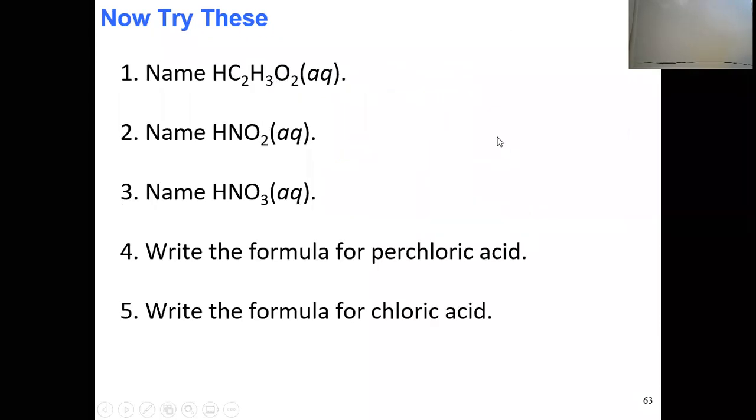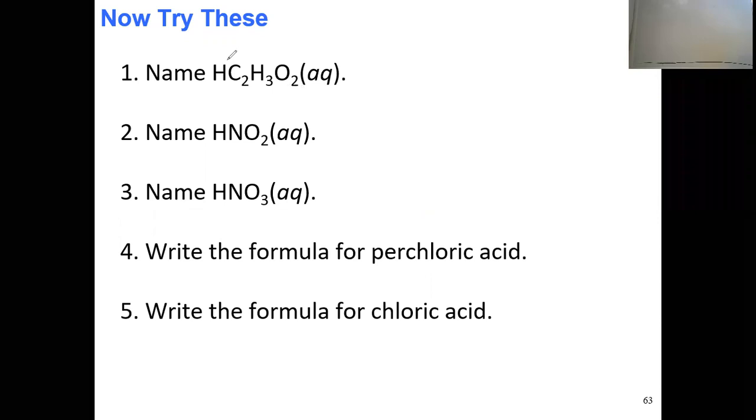Okay, let's look at some more examples. In each of these cases, we're looking at acids that contain oxygen. So they are oxy acids. So we're going to be naming them strictly based off of the polyatomic ion names.